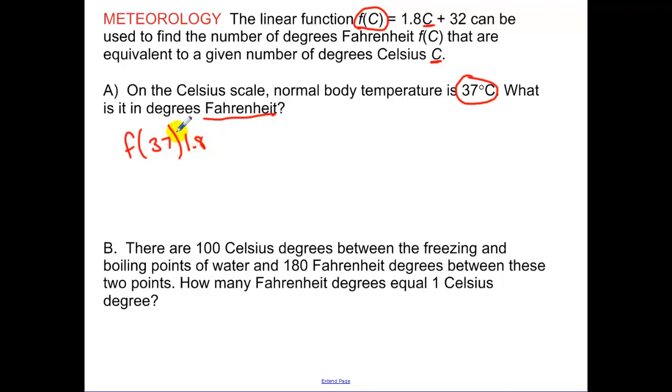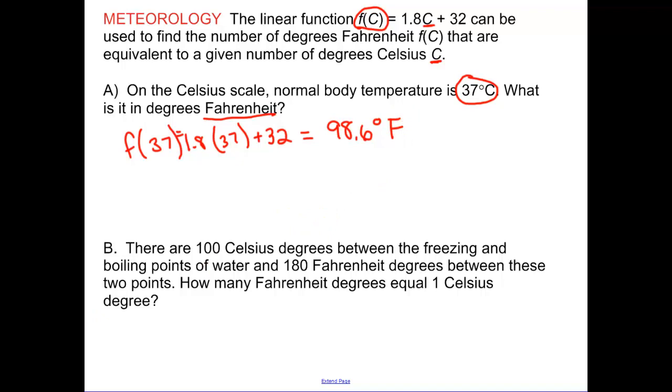So what I do, this equals 1.8 times 37 plus 32. And it's okay if you do that work in your calculator. I pulled out my calculator and did this work in my calculator. So that's going to be 98.6 degrees Fahrenheit. And make sure you give me units.